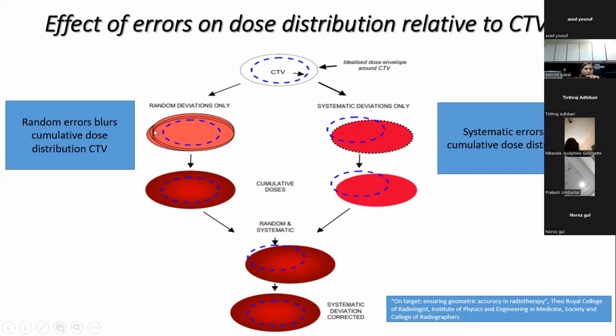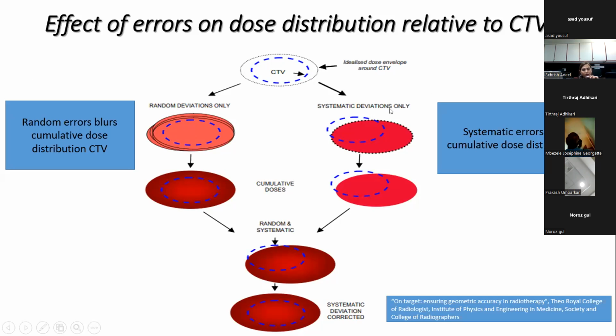So what happens in the random deviation? You see the CTV is inside this dose, but you can see the change in the position of the dose around the CTV. But the envelope is actually enveloping the CTV throughout.